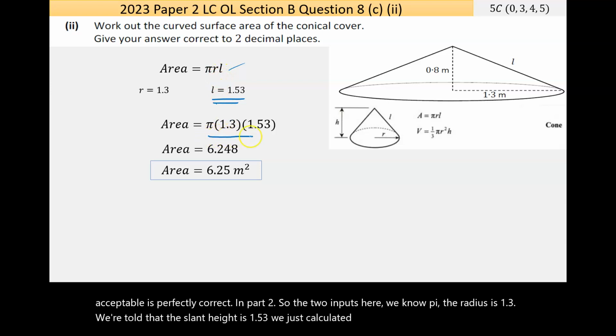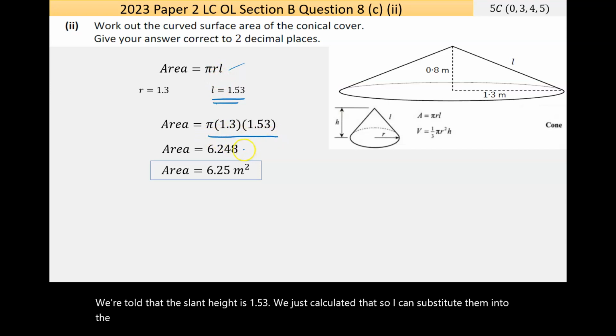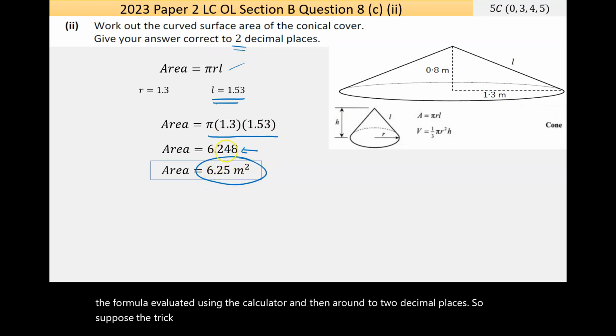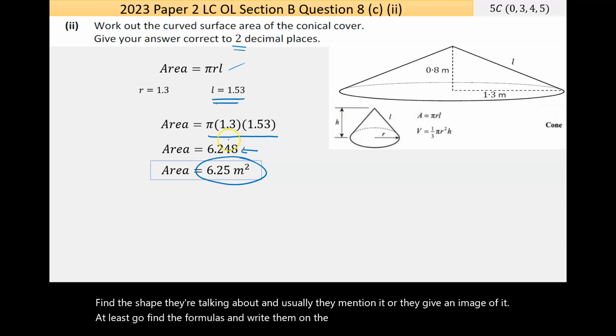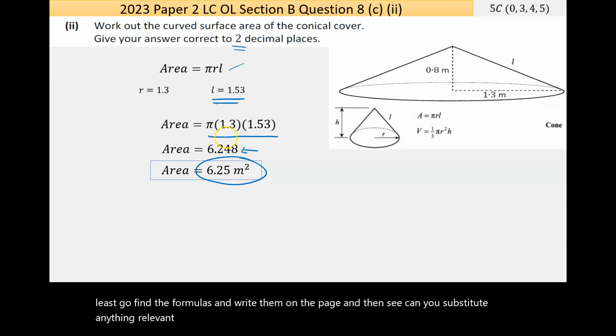So I can substitute them into the formula, evaluate it using the calculator, and then round to 2 decimal places. I suppose the trick here is to always remember that most of the formulas are in the maths tables. Find the shape they're talking about, and usually they mention it or they give an image of it. At least go find the formulas and write them on the page, and then see can you substitute anything relevant into it, you're on the gravy train.